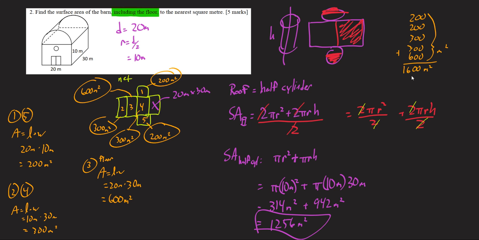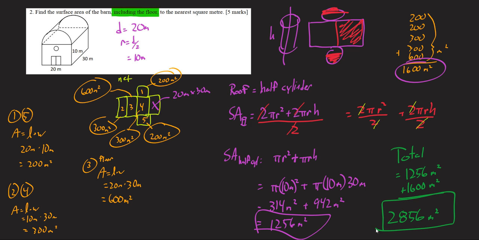So this is what I've got so far. I've got 1,600 square meters from the flat parts and 1,256 from the non-flat parts. So I want the total. That's 1,256 from the curvy bit, from the cylinder bit, and 1,600 from the flat parts, which gives you 2,856 square meters as your final answer.